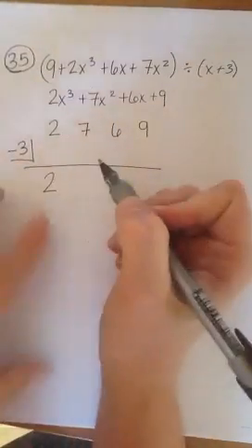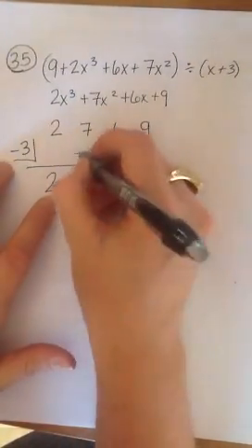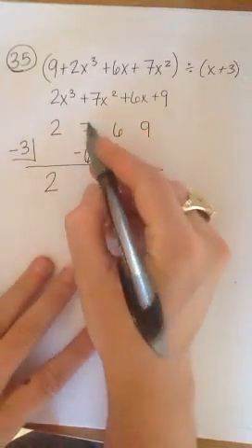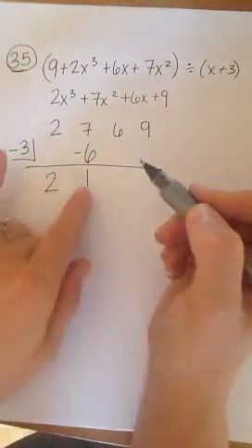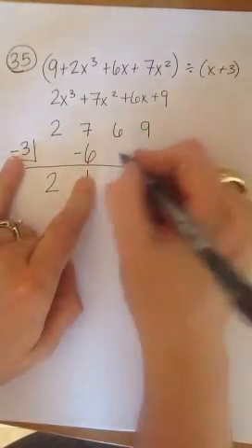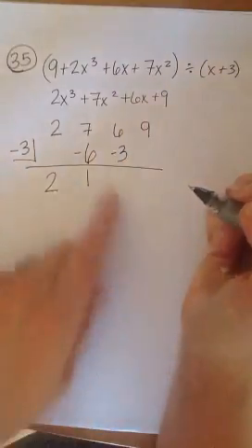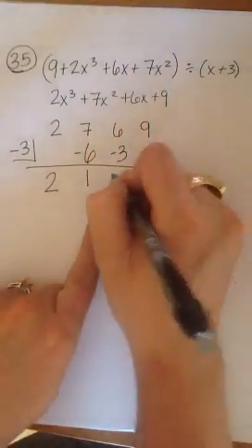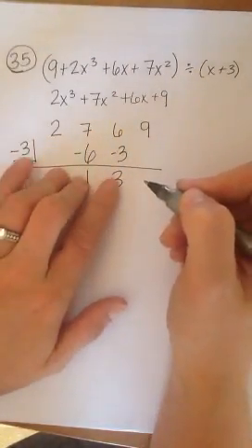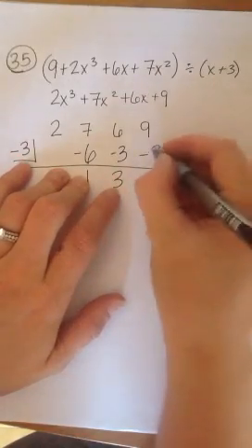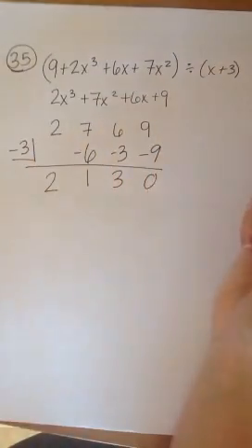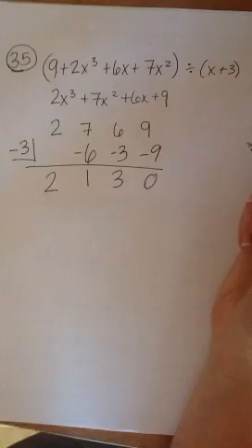2 drops down. 2 times negative 3 is a negative 6. 7 minus 6 is 1. Negative 3 times 1, negative 3. 6 minus 3 is a 3. 3 times negative 3, negative 9, negative 0 at the end. That just means there's no remainder.